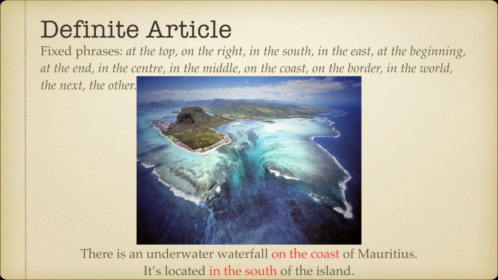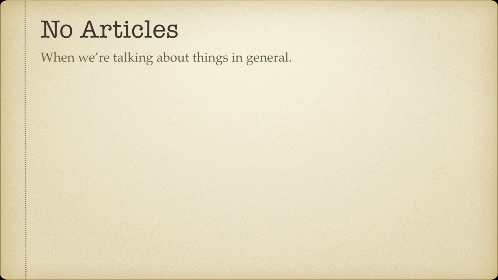There is an underwater waterfall on the coast of Mauritius. It is located in the south of the island. So we've looked at using indefinite and definite articles. Now let's look at when we don't use any articles. So we don't use articles when we're talking about things in general.